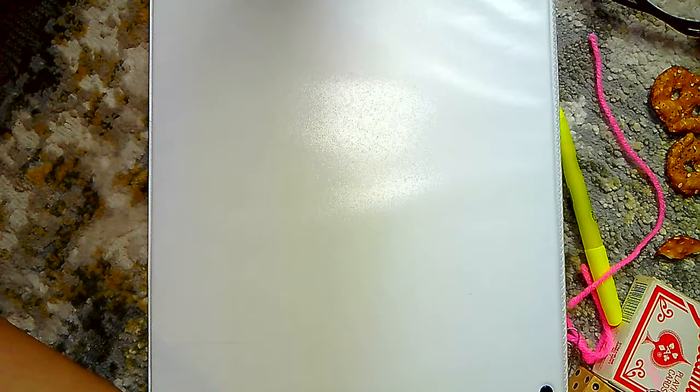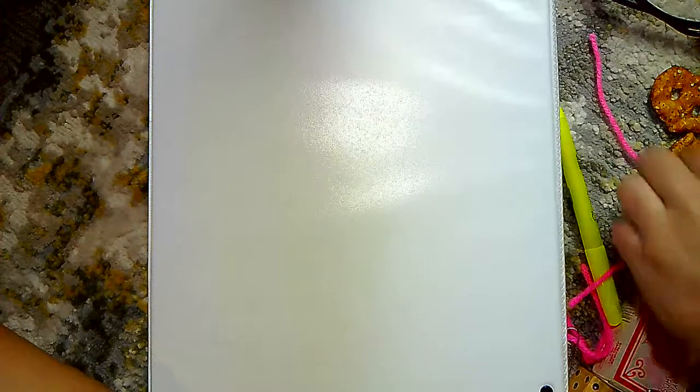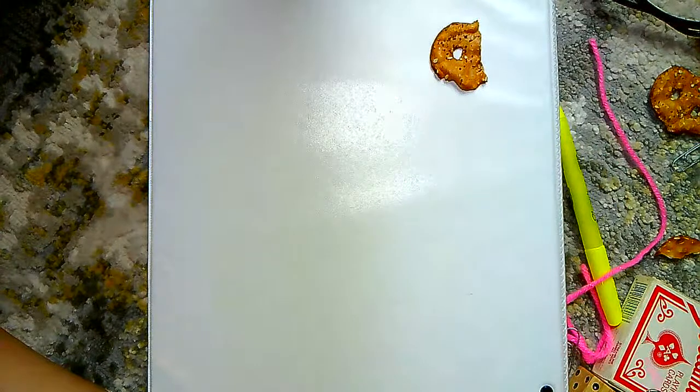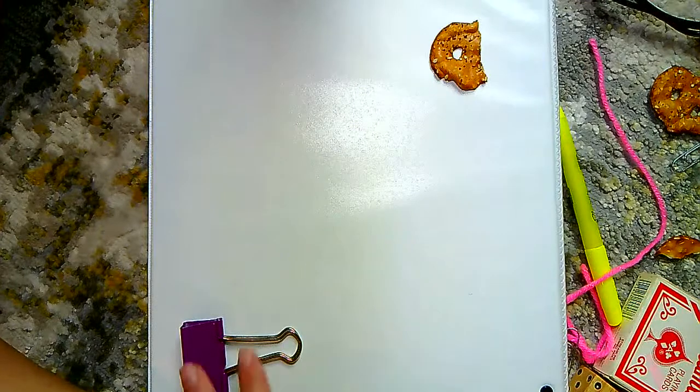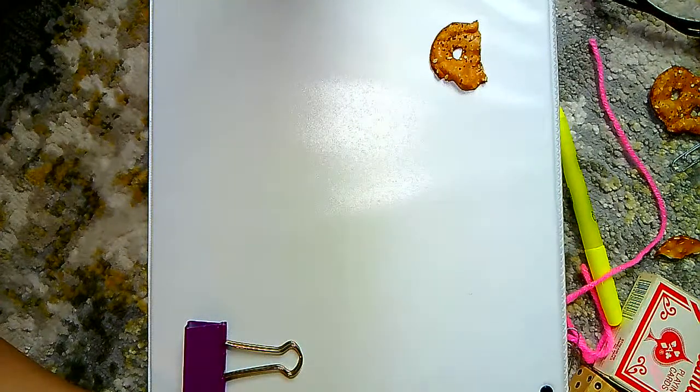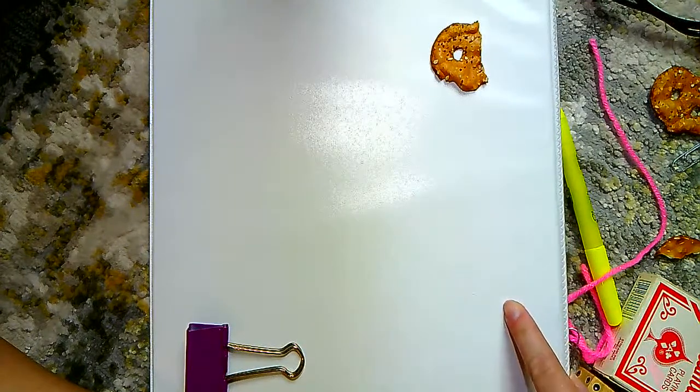Hello, first grade. We are going to go over lesson 12-2, indirect measurement. So we are going to be using objects to measure other objects. So say I had this pretzel all the way over here, and I had this paperclip all the way over here. How could we measure these two objects to see which one was longer?